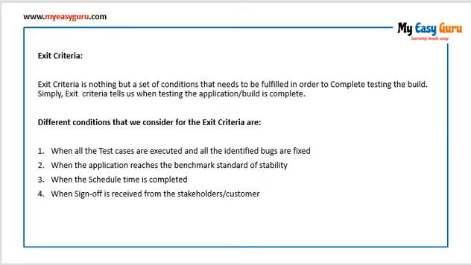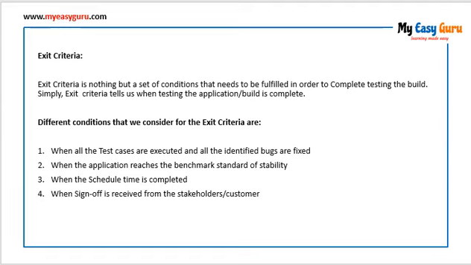Fourth point is when sign off is received from the stakeholders or customers. So sign off is something that says some work has been completed or done, and you can do the further process. So when we receive a sign off letter from the stakeholders or the customers, then at that point we can also say that the application is tested or the process is done. So these are some conditions for exit criteria.